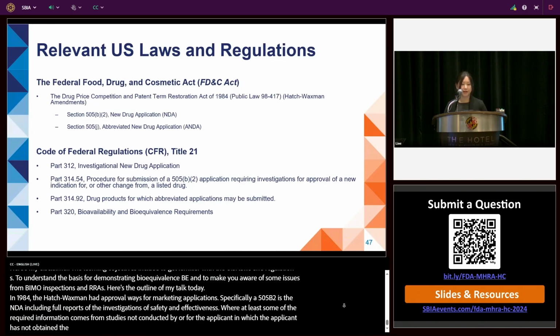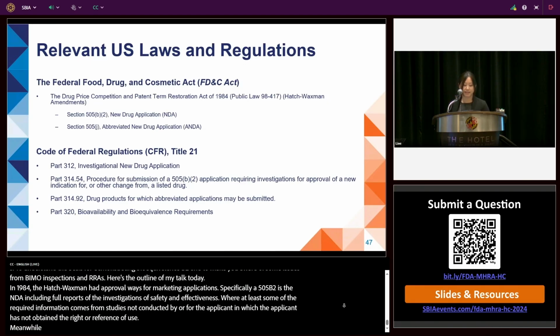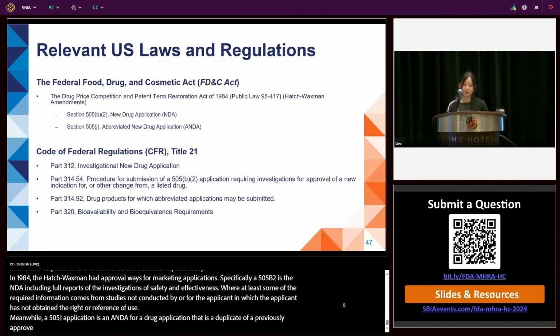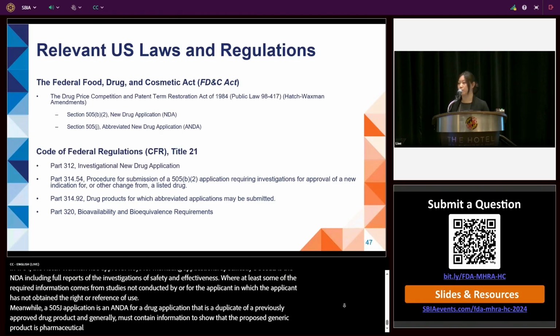Meanwhile, a 505(j) application is an ANDA for a drug product that is a duplicate of a previously approved drug product, and generally must contain information to show that the proposed generic product is pharmaceutical equivalent and bioequivalent to the reference listed drug, RLD.